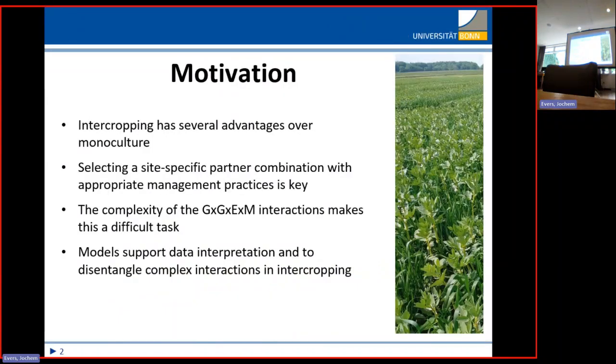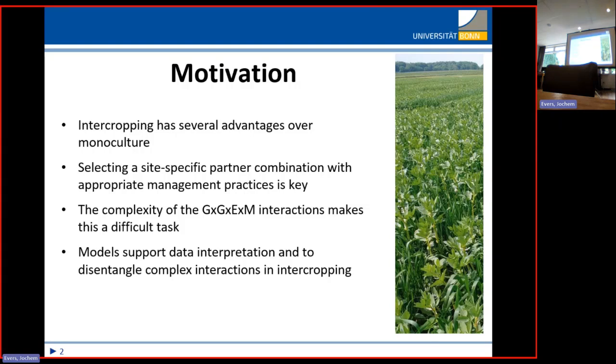Well, the motivation, maybe we can keep it short, because you know that there are advantages of intercropping over monoculture. And there are some difficulties we still have, for instance finding the appropriate partner combination of species, but also of cultivars, or we can also call them ideotypes, but also the appropriate management from field design to fertilization. And so these interactions in the system are very complicated.